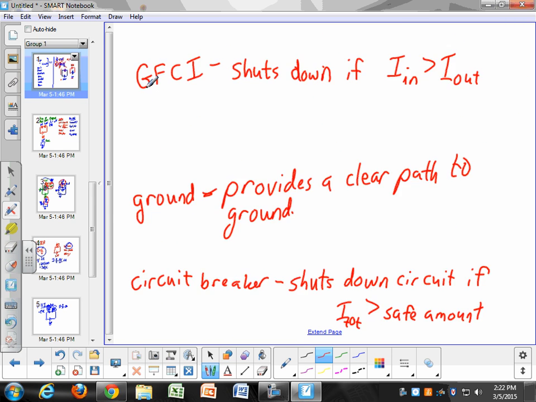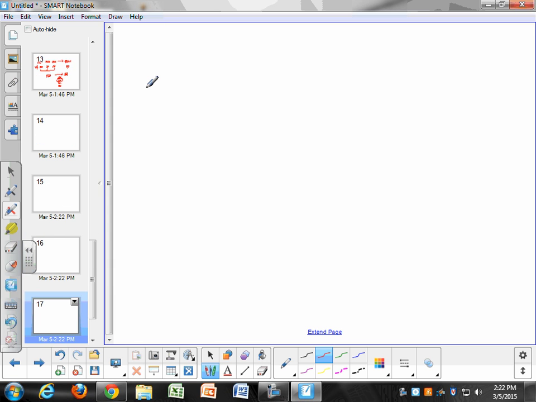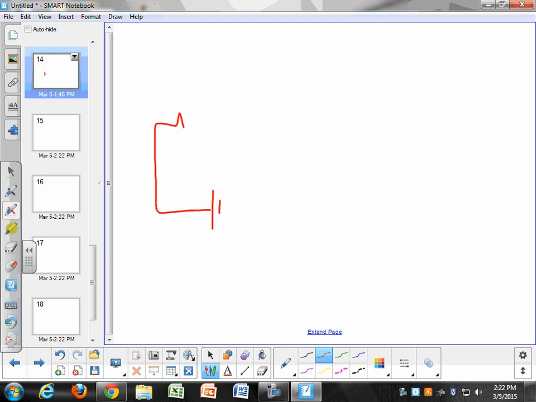Okay, let's look at some of those. Yeah, those are good questions, because you will have some conceptual problems like that. They're not all math. Let's look at this circuit. Simple combination circuit.